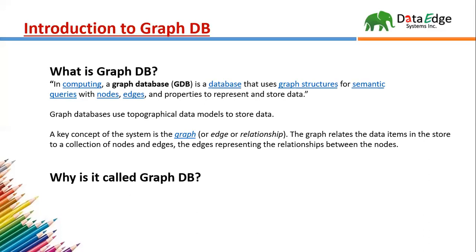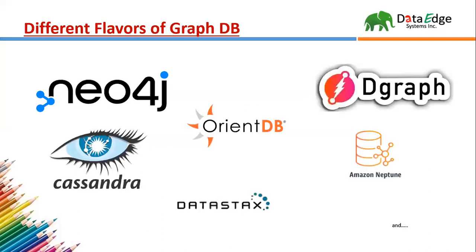Why is it actually called the graph database? There may be certain questions in your mind: what actually is the graph database, and why are we calling a database a graph? There is no specific reason, it's simply that the database is in the form of nodes and edges. That is why we are calling this a graph database.